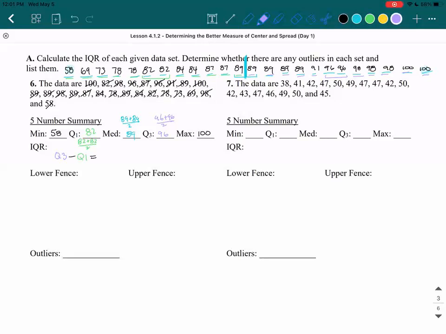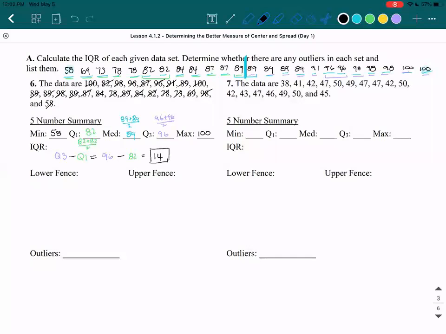So our Q3 is 96 minus our Q1 is 82. And then once you do that, we're going to subtract it and get a value. So my value is 14. 14 is my IQR.